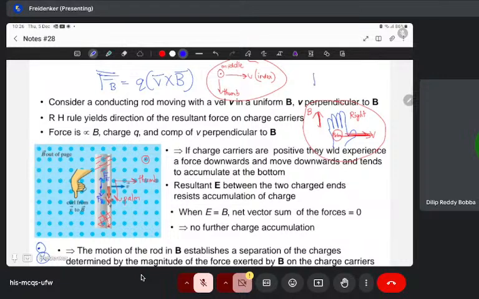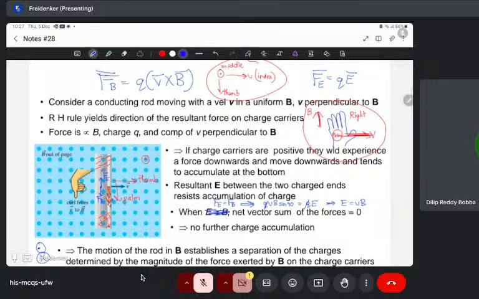Force due to electric field is simply Q times electric field. This is when force of electric field is equal to force of magnetic field, which means QVB, here V and B are perpendicular, so VB sine 90, I'll write that as well, is equal to the electric force, QE. So finally, you'll get E is equal to VB. So this is the equilibrium condition. In equilibrium condition, no charges will move, but there is a potential difference now.